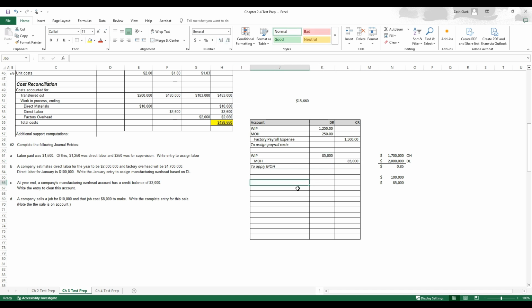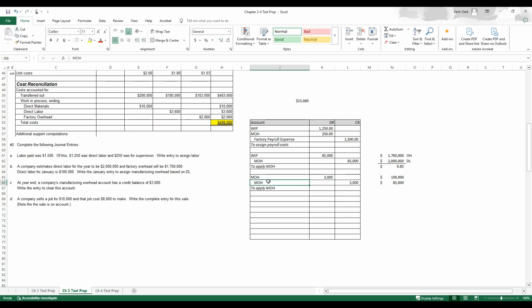Okay. Let's see. C asks us, at year end, a company's manufacturing overhead account has a credit balance of $3,000. What journal entry are we going to do to clear that? This one just tells us if you have a credit balance, you're going to need to debit that overhead account to get it to zero out.